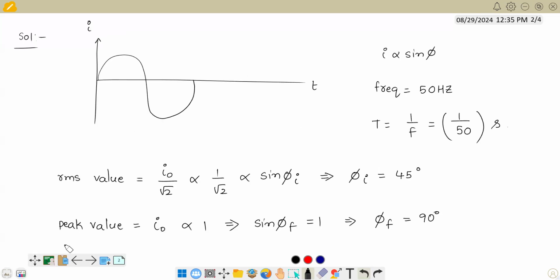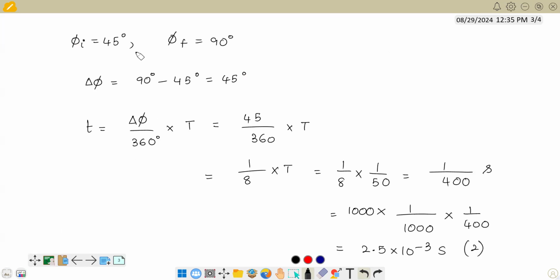Again, I will repeat. If nothing is mentioned, we'll assume the alternating current is following a perfect sinusoidal function. That means current is proportional to sin phi, where phi represents the phase. Using the frequency, we found the time period. RMS value is simply 1 by root 2. So from RMS to peak value is simply asking how much angle a trigonometric function sin theta must travel to become from 1 by root 2 to 1. 1 by root 2 would be equivalent to 45 degree. 1 would be equivalent to 90 degree. The angle it has to travel is 45 degree. Using that, we have solved this problem. Hope you understood how I have solved.